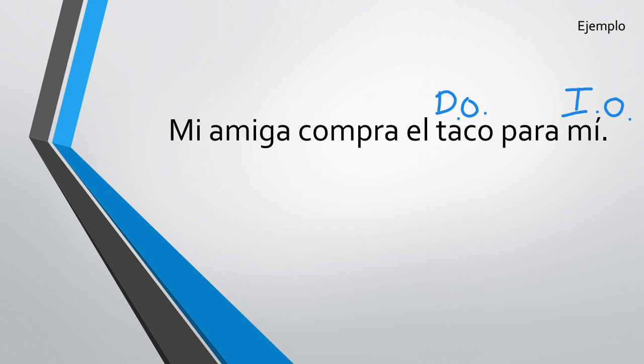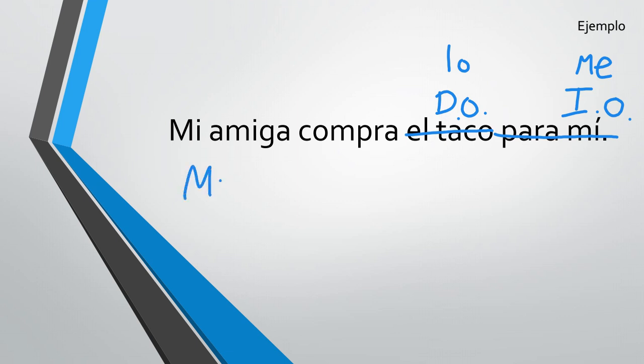If our friends buy us tacos, that gives them the best friend status. So we've found our direct object and our indirect object. We're going to replace those, right? So for a direct object, el taco, we would replace it with the pronoun lo. For me, we would replace that. We're just going to get rid of the para too. We would replace me with the indirect object pronoun me. And then we're going to rewrite our sentence.